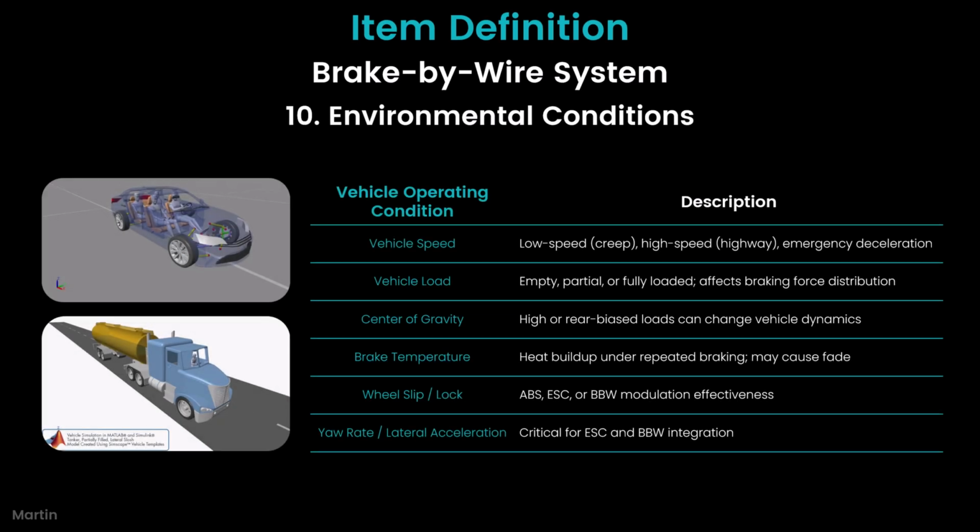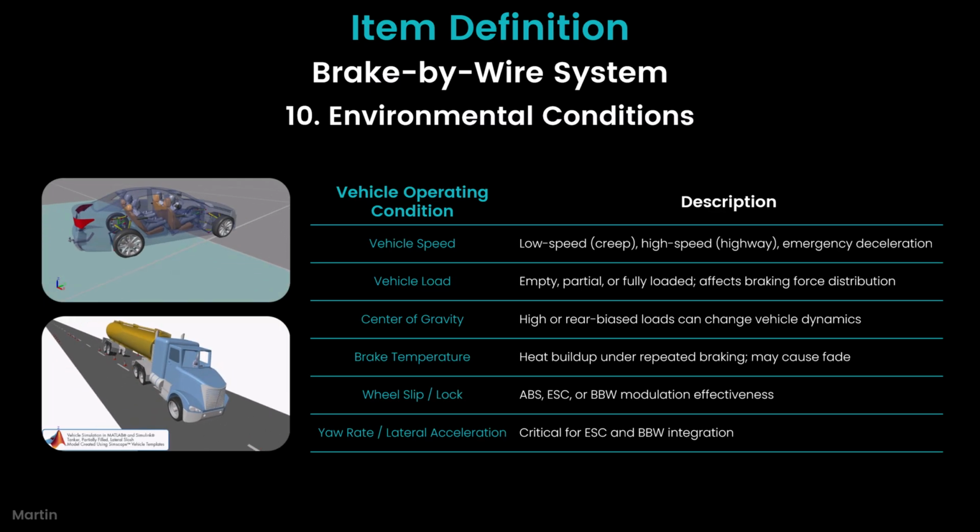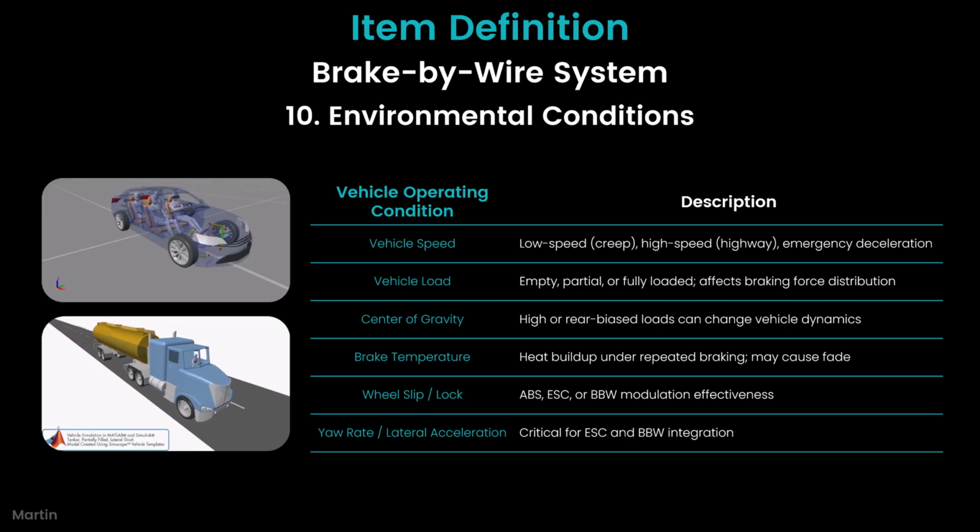The 10th section of an item definition is the environmental conditions. This section specifies the physical and environmental factors under which the item is expected to operate reliably. Defining these conditions helps ensure that the design accommodates real-world operating environments and maintains performance and safety throughout the item's lifecycle. The environmental conditions include vehicle operating conditions such as speed, load, center of gravity, temperature, and other relevant parameters.